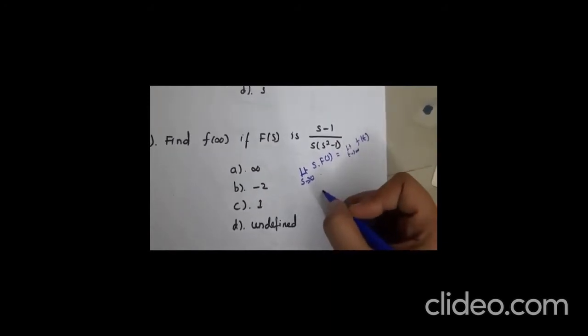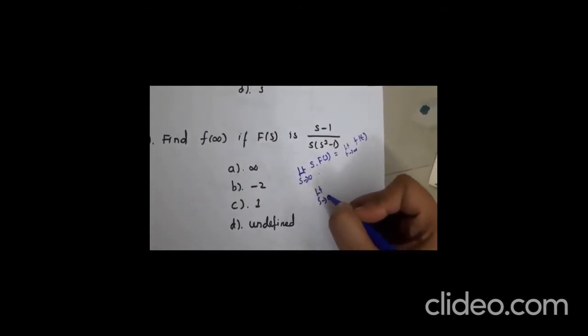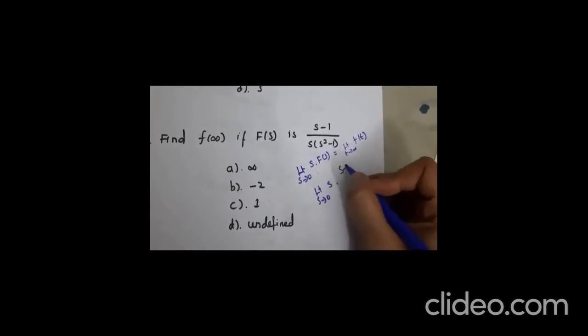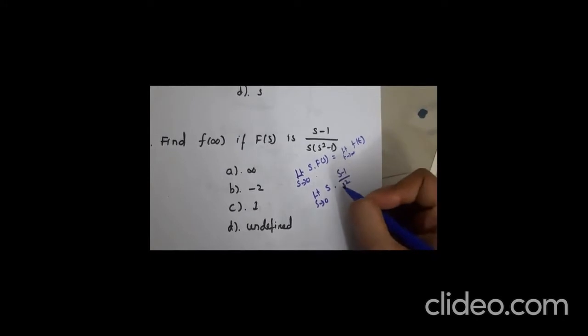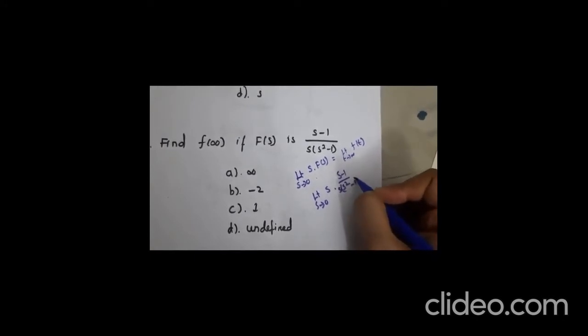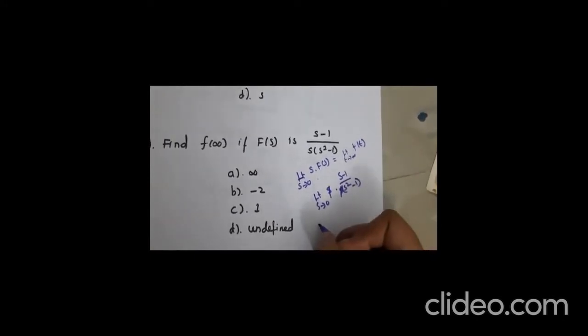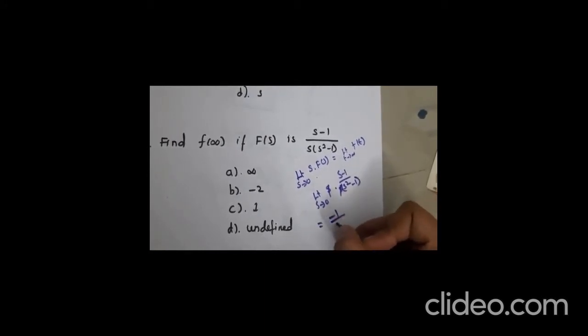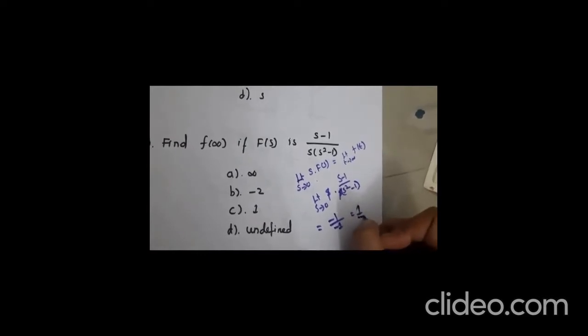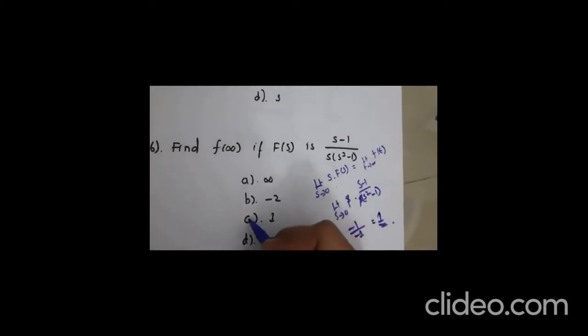So now limit s tends to 0, s into F of s, where F of s is s minus 1 divided by s into s square minus 1. So this s is cancelled. So put 0 for s, this becomes minus 1 divided by minus 1. So the answer becomes plus 1. So here the answer is C, 1.